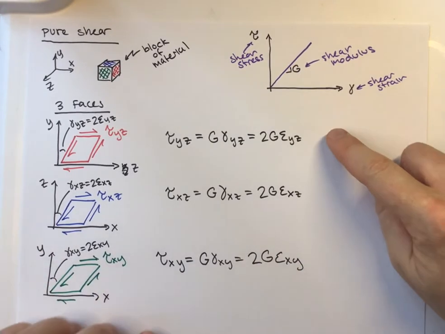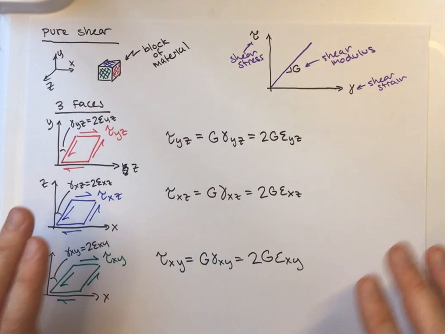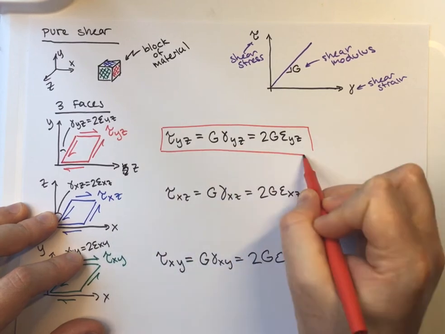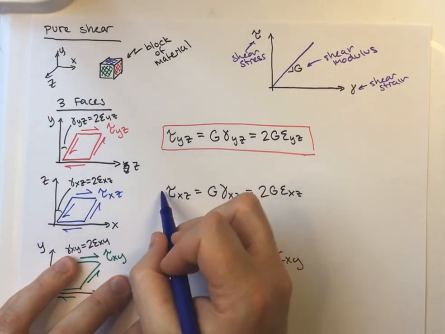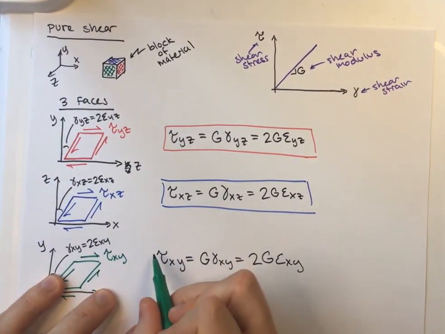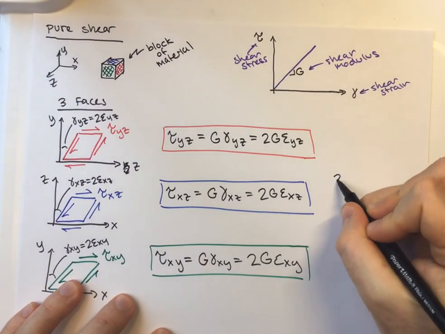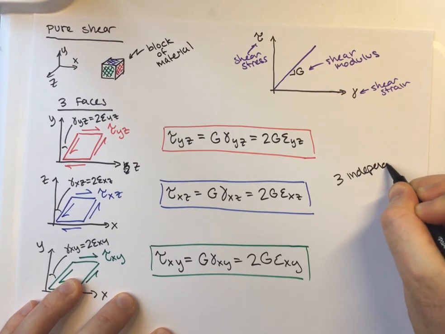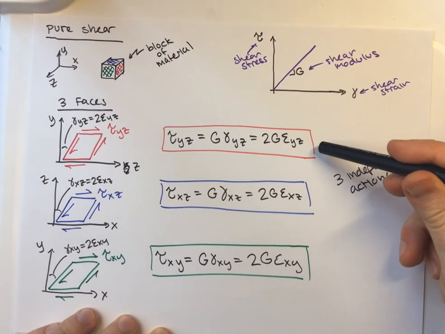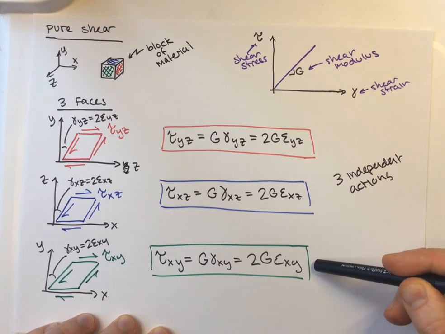So we have 3 independent directions, and we have 3 independent quantities. So there's no interactions between these, which is important for thinking about later. I will circle all of these because these are important. And the thing to remember here is that we have 3 independent actions. So we have a shape change in the YZ plane, we have a shape change in the XZ plane, and we have a shape change in the XY plane.